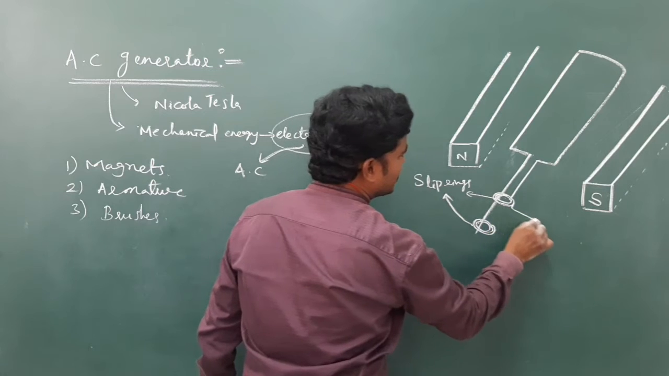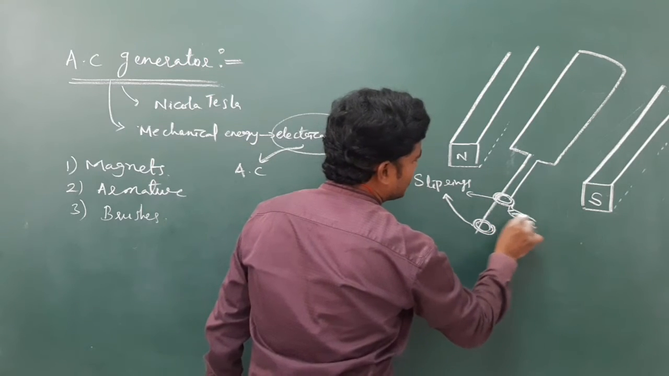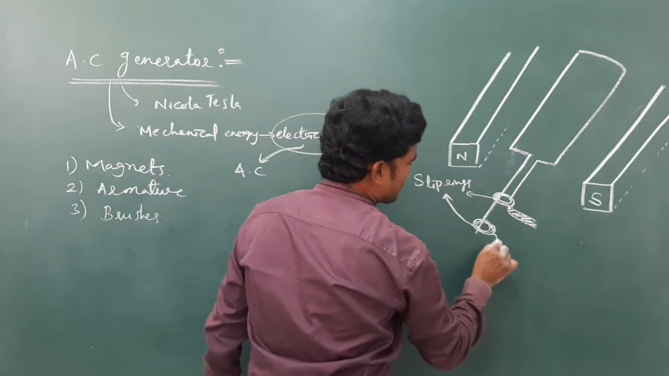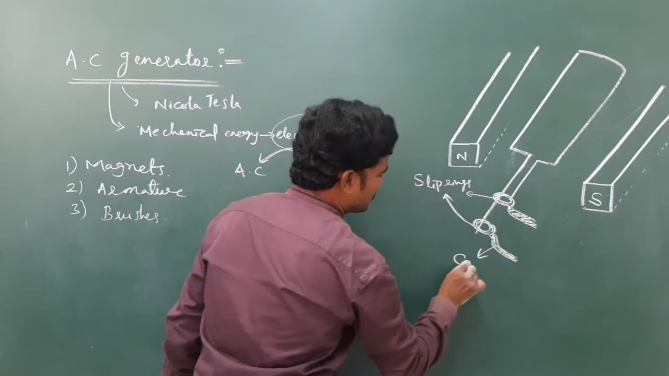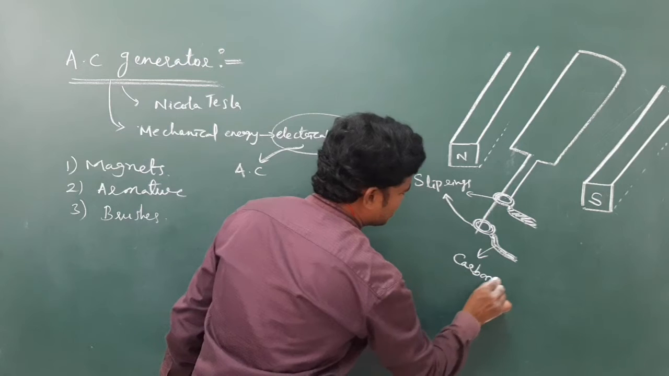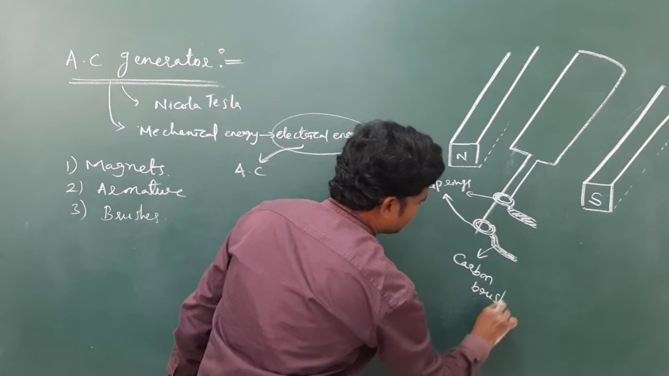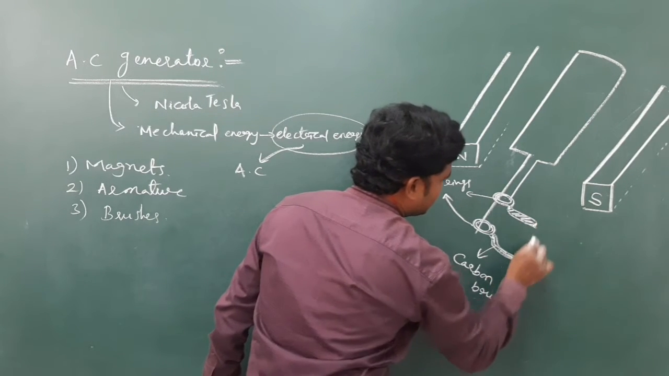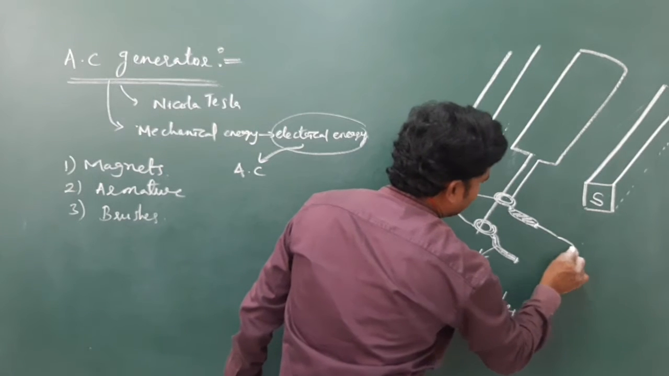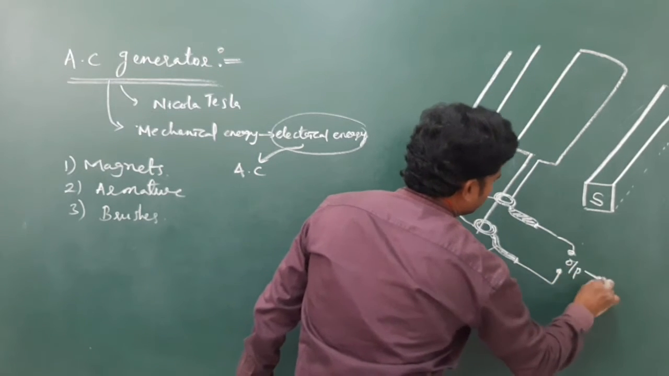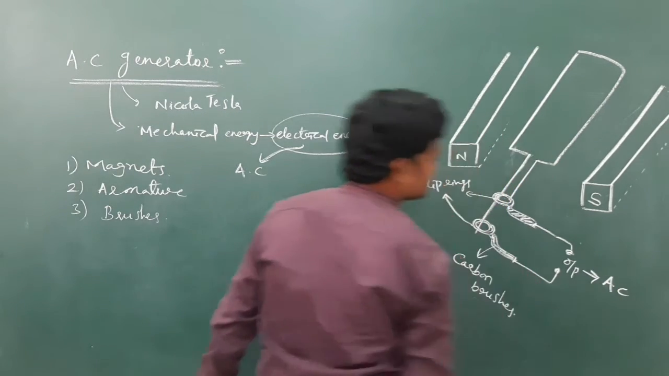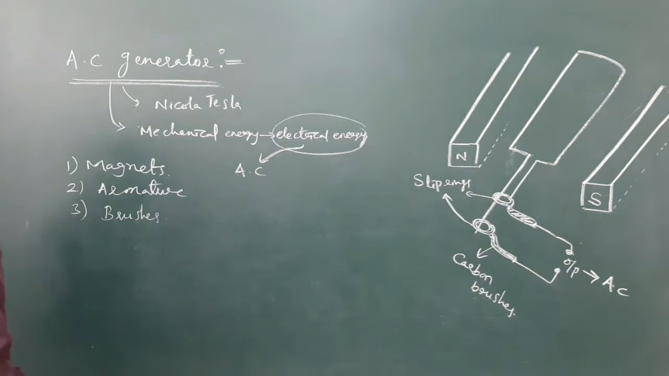And these two are connected to the carbon brushes, and these two are connected to some external point. So you are going to get some output here. Output, nothing but AC. You will get some electrical energy.